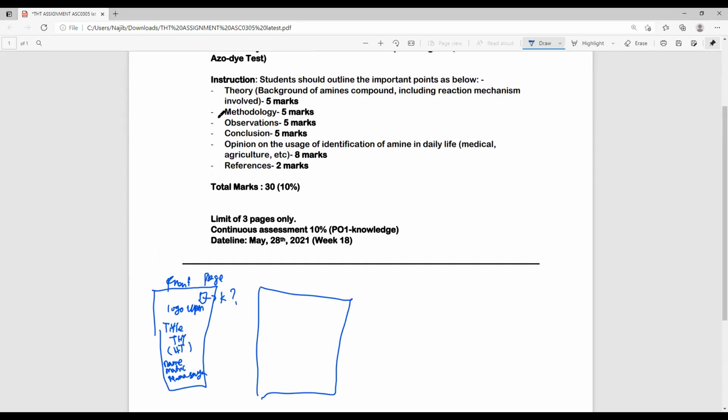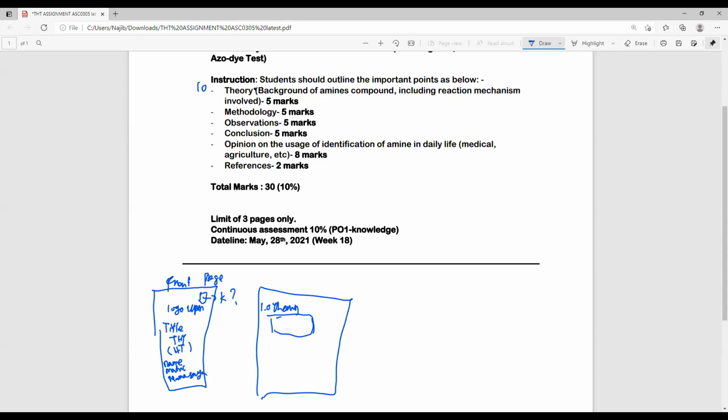saya nak awak ikut ni je sebab dah bagi outline ni kan. So buat yang pertama, buatlah ni 1.0. 1.0 teori. So cerita, yang ni cerita dalam bentuk paragraf. Tak nak point lah, kat sini cerita dalam bentuk paragraf lah, satu paragraf sahaja. Okay. So theory background about amine. Carilah background about of amine compound including reaction mechanism ataupun involved.